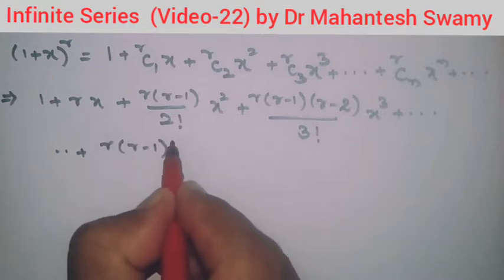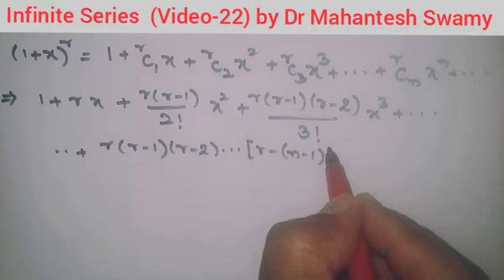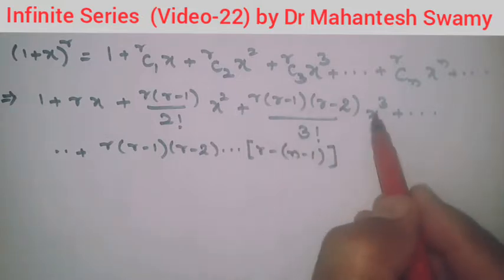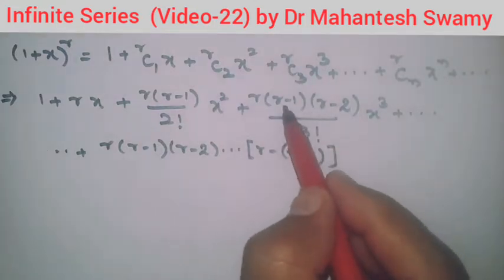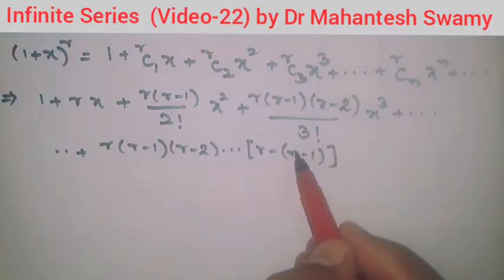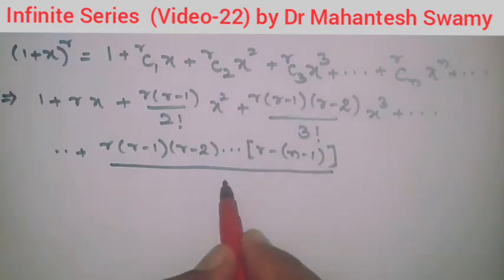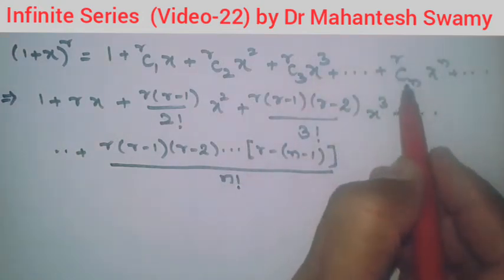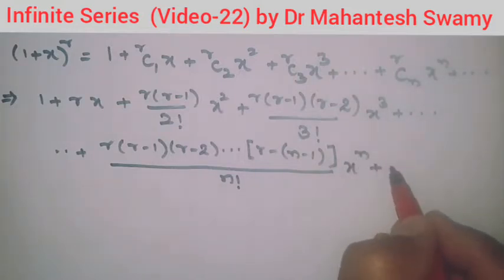The value will be r into (r minus 1) into (r minus 2) dot dot dot. It will go on like that and end at r minus (n minus 1); this will be the last term, because for the term with x to the power 3 it was rC3, with r minus 1, r minus 2, that is 1 less than 3. Therefore rCn must end at r minus 1 less than n, that is r minus n plus 1. The numerator we have written and the denominator will be n factorial, into x to the power n as it is, plus dot dot dot.